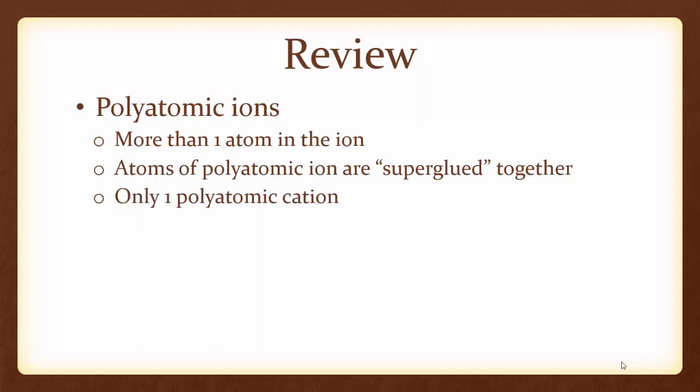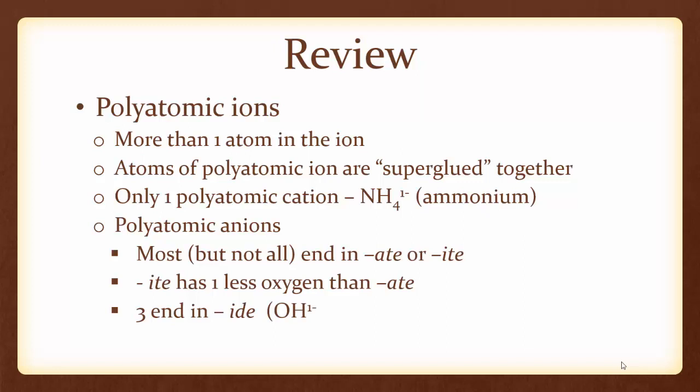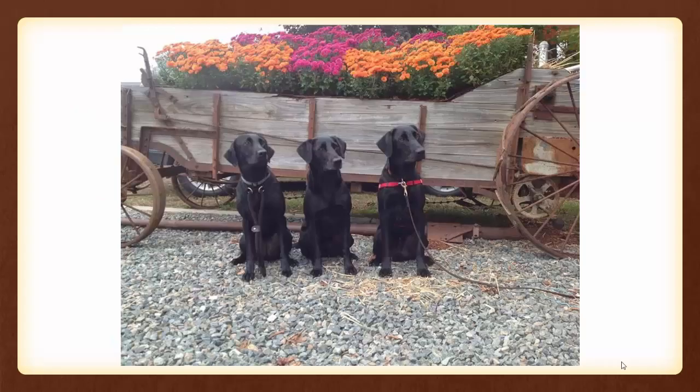There is only one polyatomic cation, and that's ammonium. Write that down. Polyatomic anions, most but not all, end in either ate or ite. Ite always has one less oxygen than the ate. 3 will end in ide: hydroxide, cyanide, and peroxide, and you just have to learn them. So that ends our review of naming ions, including a slightly new section on the polyatomics. In the next sections, we're going to learn how to name specific chemicals using generalized rules, but really just a subset of chemicals out there.